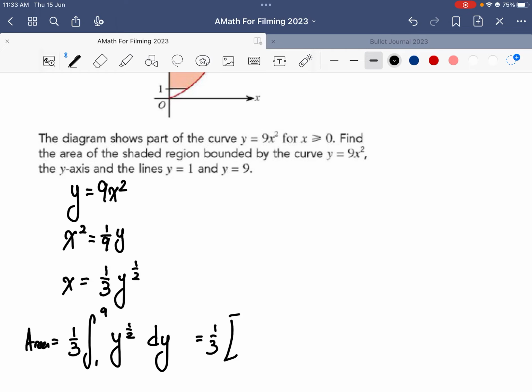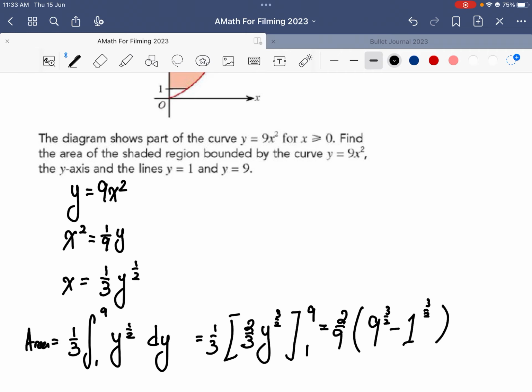So y to the power of half plus 1 is 3 over 2. Then 1 over 3 over 2 gives you 2/3. Hence you get 2/3 y to the power of 3 over 2, and the limits are 9 and 1. So what I get is, you can factorize the 2/3, so you get 2 over 9. Then y to the power of 3 over 2, so it's 9 to the power of 3 over 2 minus 1 to the power of 3 over 2. So what you get is 5 and 7 over 9 units squared.